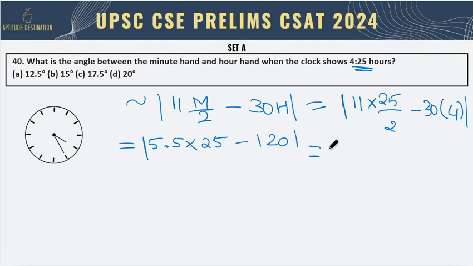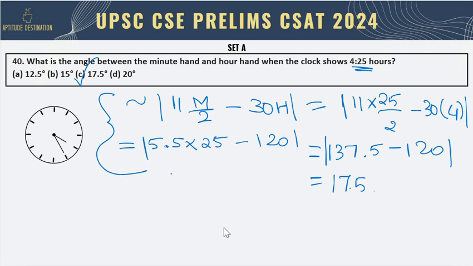Elaborating and solving this, we will get 137.5 minus 120, which is nothing but 17.5. So the angle is 17.5. I want you to note this formula. This is an approximate value, but now we have gotten the actual value because the numbers are whole numbers. When these numbers are a little complicated, we might get a little bit of complications. But this is kind of a foolproof method. You can go with this. There are very few chances that they might give very close options.